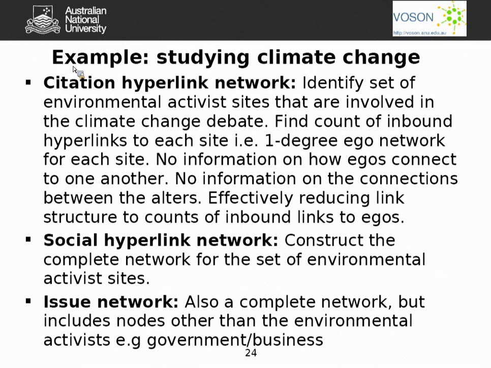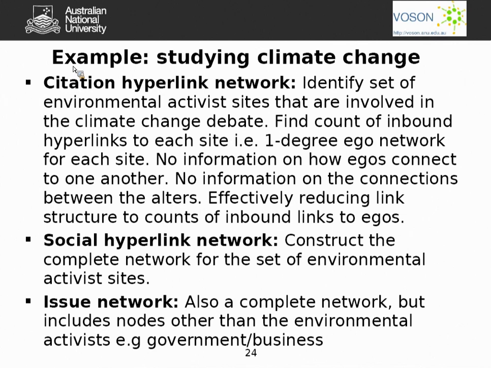The thing about this citation hyperlink network is I wouldn't have any information about how those websites connect to each other, because it's just raw counts of inbound links. I'd have no information on the connections between the sites that are linking to these environmental activist sites. So effectively you're reducing the link structure of the network in which these websites sit to an attribute of each site, which is the count of the total number of sites that link to them. That is then used as a dependent variable, for example, in a regression.